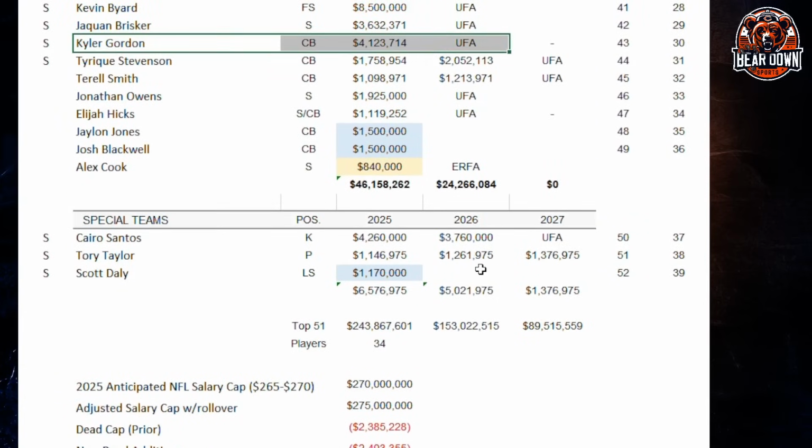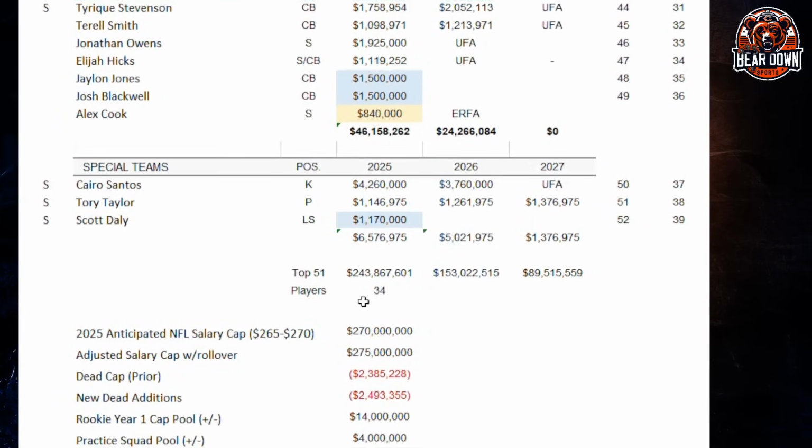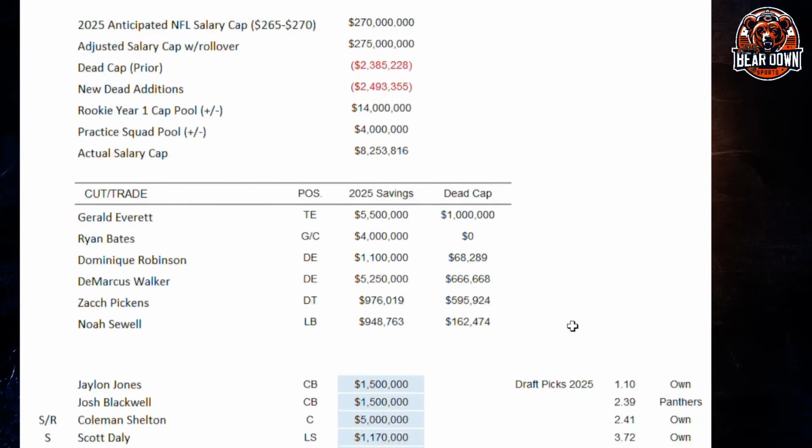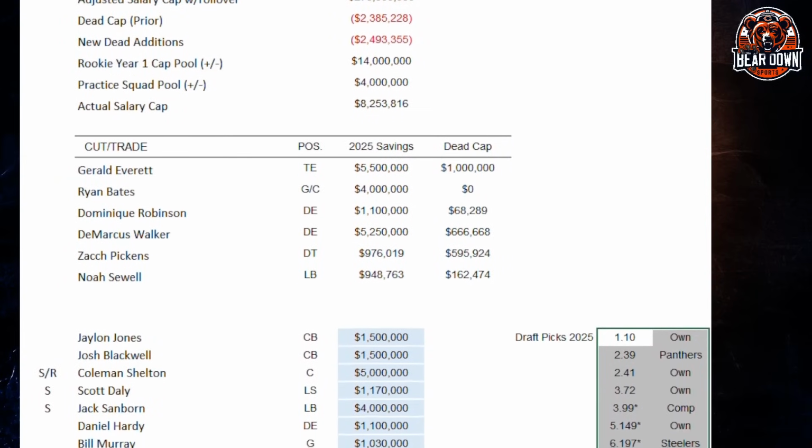Gordon extension being part of that, having to sign minimum contracts after the draft. Because look, we're at 39. We need to get to 14 more contracts to get to 53, and right now we have roughly 9 if the comp pick happens.